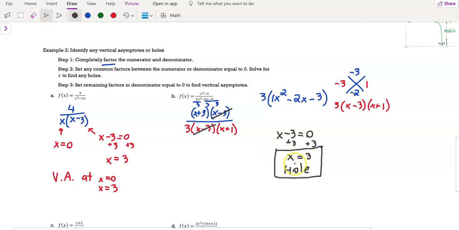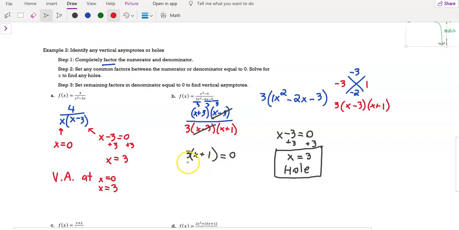So we have a hole at x is equal to 3. All right, but now to find our vertical asymptote, like we did in letter A, we have to take our denominator and set it equal to 0. So in this case, our denominator is now 3 times x plus 1. We set that equal to 0.